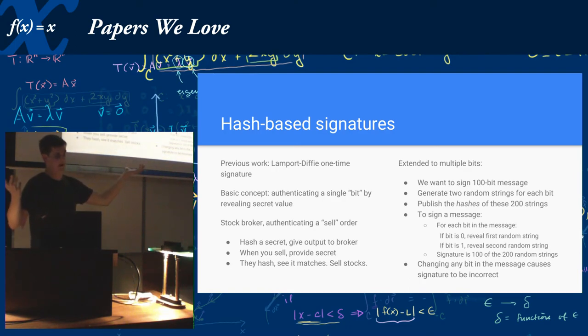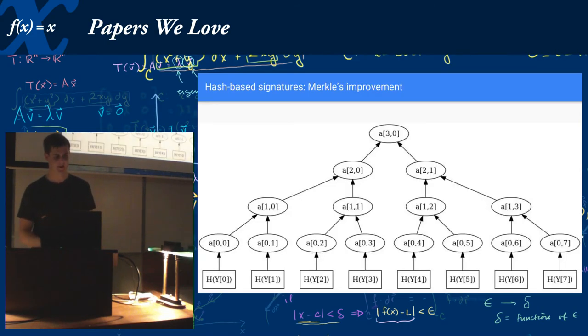The problem is you only have one key. You can only sign one message and then you have to start over. If you sign multiple messages, the security halves every single time. So it's really one time. So Merkle's improvement on that is the use of hash trees, which BitTorrent actually uses, and so does the Git version control system.